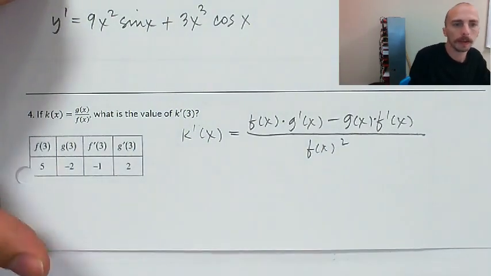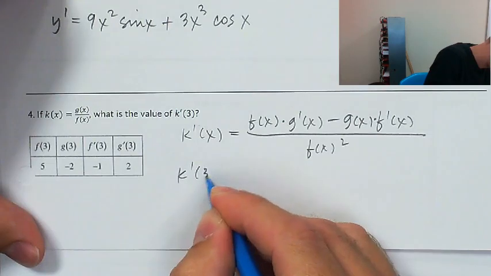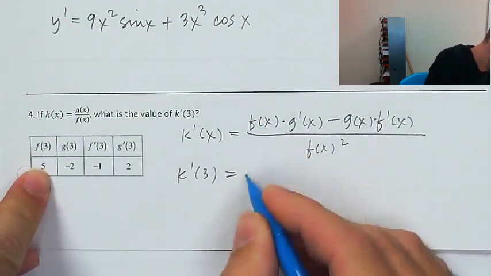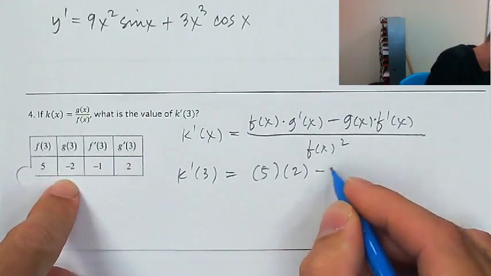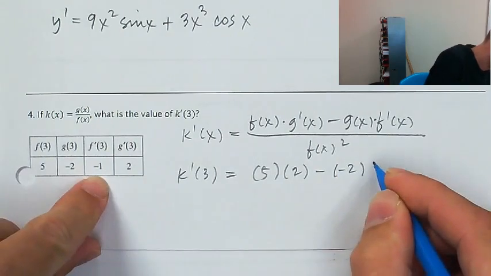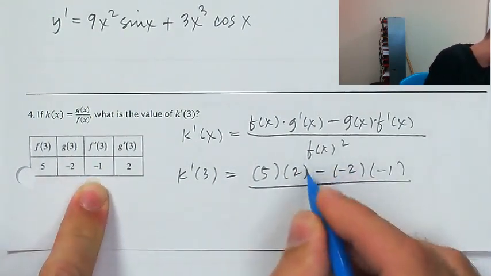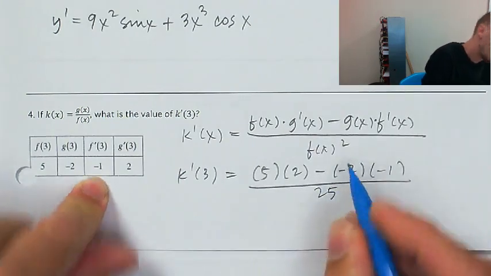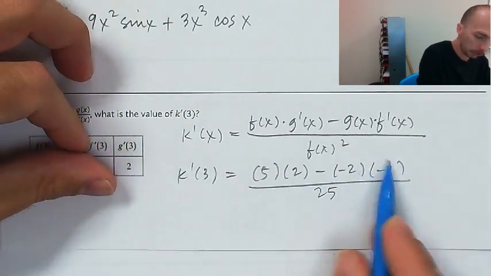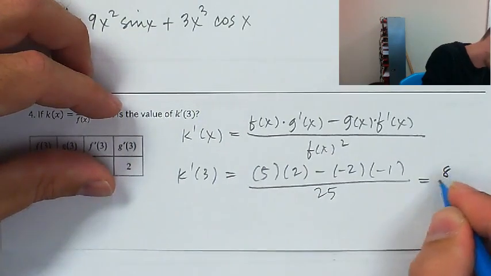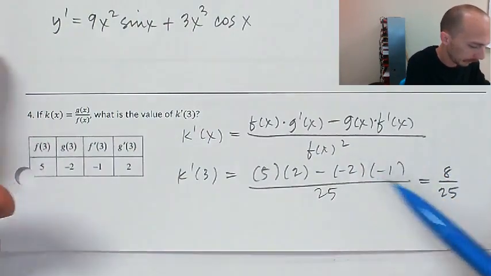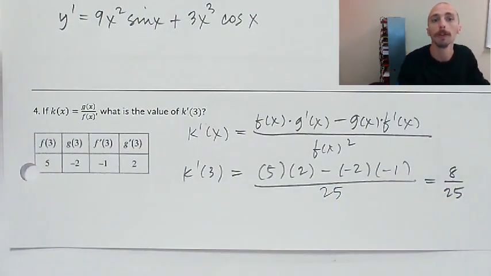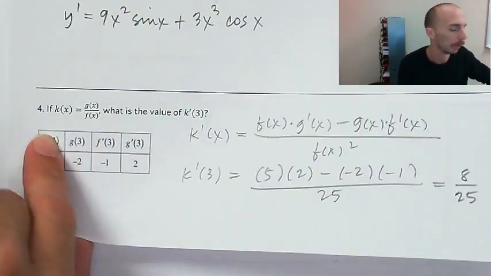Okay. And then I'm going to say, all right, well, k prime of 3 is going to equal f of 3 times g prime of 3 minus g of 3 times f prime of 3, divided by f of 3 squared. Okay, so I've got 10 minus 2 is 8 over 25. You might need to simplify one like this in a multiple choice scenario coming up soon, so just be aware of that. All right, on to the back side.